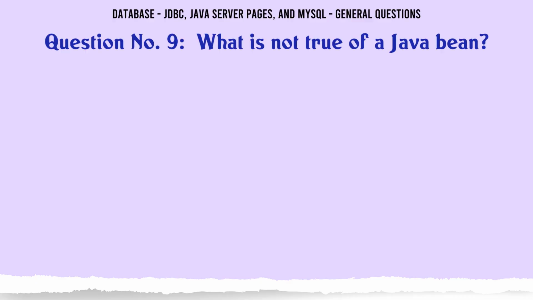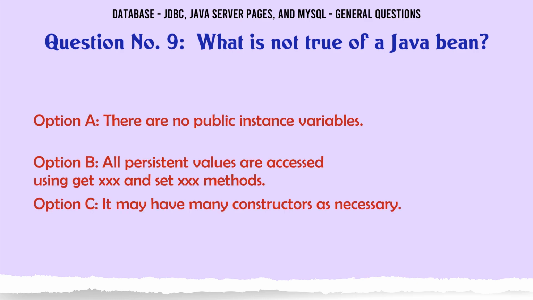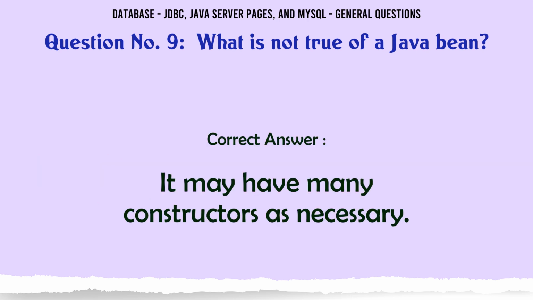What is not true of a Java bean? A. There are no public instance variables. B. All persistent values are accessed using getXXX and setXXX methods. C. It may have as many constructors as necessary. D. All of the above are true of a Java bean. The correct answer is it may have as many constructors as necessary.